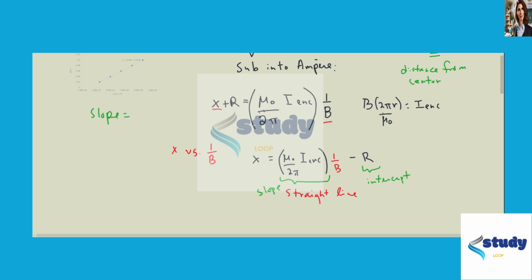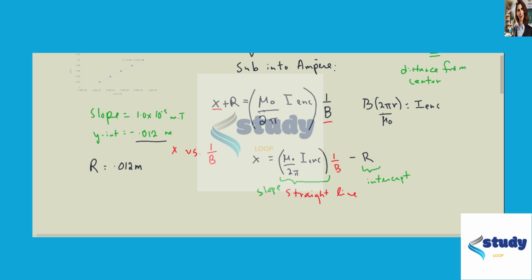And there is a slope of 1 times 10 to the minus 5 units of meters times Tesla. And the y-intercept is minus, let's call it 0.012, and that should be in meters. So we could immediately read off the radius of the cable. Okay, so that one was the easy one.